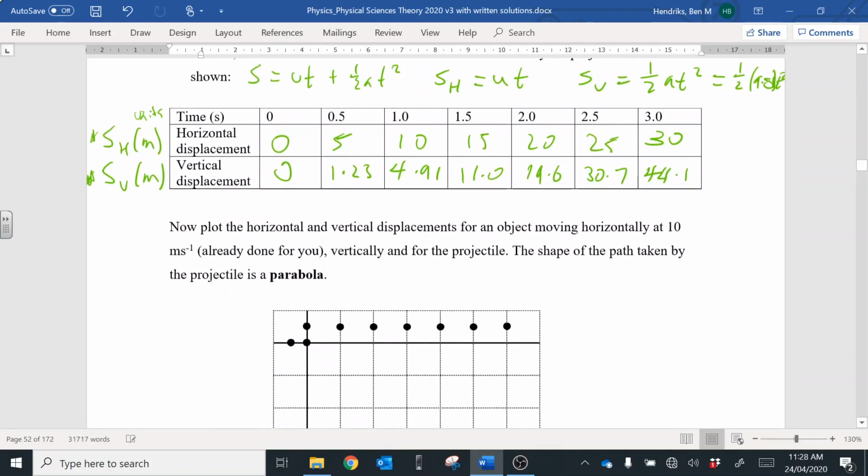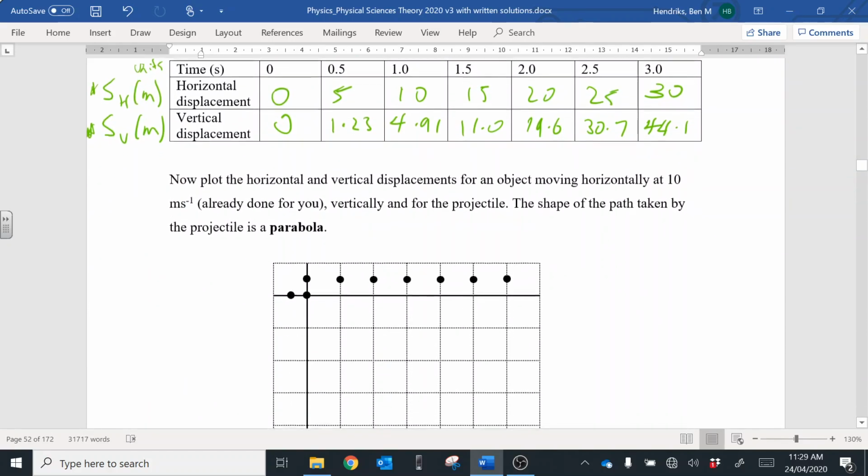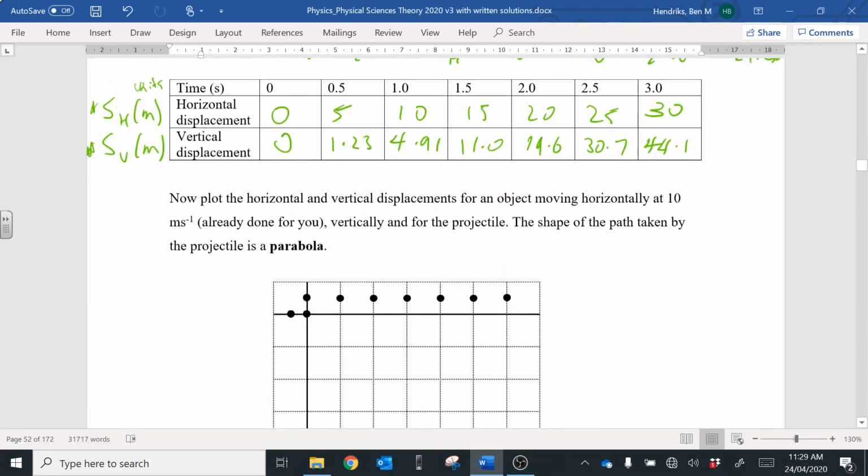Okay, so now we're going to plot those into our graph here. Along here we have our horizontal distance in meters, and down this way we're going to have our vertical displacement in meters as well. So this is our 0 point, and this is also a 0 point. Then this will be 5 meters. This will be 10, 15, 20, 25, 30.